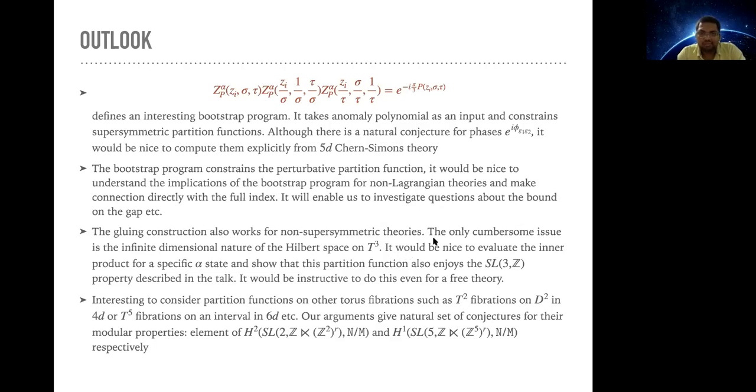Now, as I emphasized a couple of times in the talk, the construction is general and can be used for non-supersymmetric theories. The only thing is that the Hilbert space on T3 is infinite dimensional. So you don't have just a finite dimensional set; the set of alpha is not quite finite, but infinite. But nevertheless, you could project onto a particular, let's say, ground state on T3 and compute the wave functions or the partition functions and analyze whether it obeys the SL3Z properties or not. It would be nice to demonstrate the SL3Z properties that I talked about concretely, even for a case of free theory to begin with. And then it would be a tool for analyzing even non-supersymmetric theories.